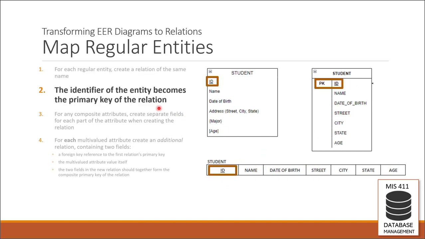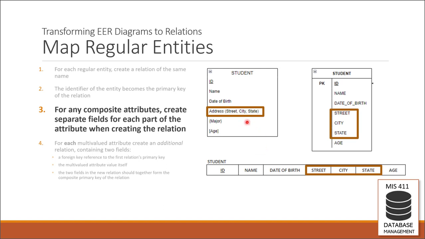Step two, the identifier of the entity becomes the primary key of the relation. So we had an identifier. As you can see, it was underlined in student. So now I have a primary key. I leave it underlined, but I also am now placing the letters PK, standing for primary key, in our relation. Down below in the relation shorthand, I have an underline also identifying it as a primary key.